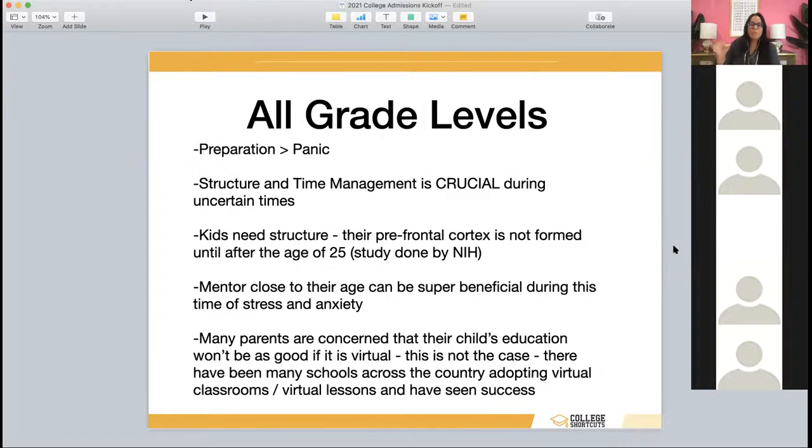Okay, so preparation is everything. Structure and time management is crucial during this time. I've seen what I call high-powered families, whose kids are getting internships, whose kids are on point, and who have had a coach since they started high school. Nothing changed just because of a pandemic. It was fascinating to see how the kids were still on track. And the truth is, kids need structure. Their prefrontal cortex is not formed until after the age of 25. So for them to do it on their own all the time can be very challenging because their brain doesn't actually work that way. And having a mentor close to their age can make a really big difference.